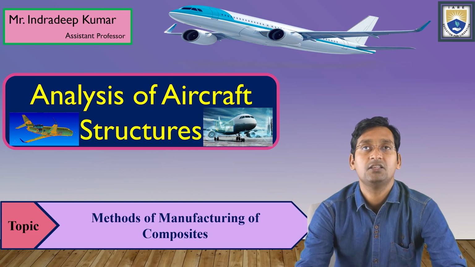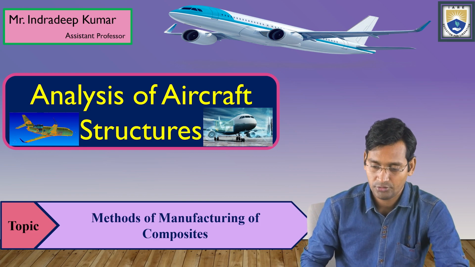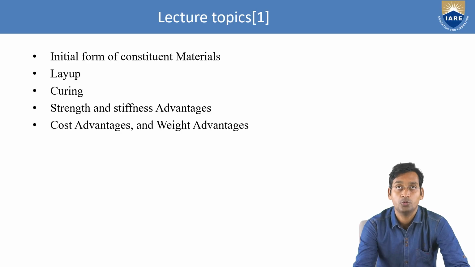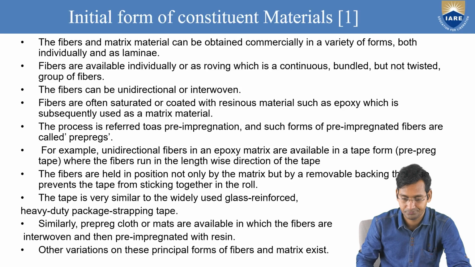In this video, we will see the methods of manufacturing of composites, that is, how to manufacture composites. For that, there are different methods. The lecture topics will be the initial form of constituent material, that is, whatever constituents we can use. Then we will see the layup method, then the curing method, then strength and stiffness advantages, then cost advantages and weight advantages. These topics we will see in this video.